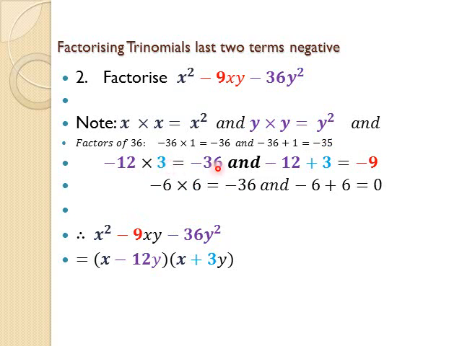Minus 12 times 3 gives me negative 36, and minus 12 plus 3 gives me negative 9. If you use negative 6 times 6, it gives me negative 36, and negative 6 plus 6 gives me 0.